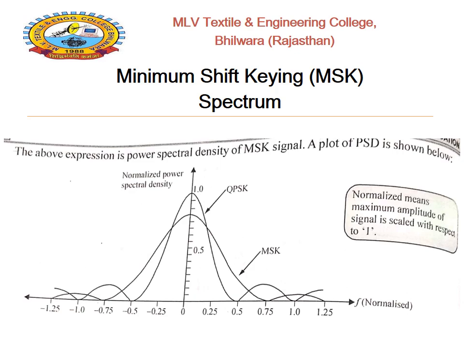The noticeable point is that in both cases, MSK and QPSK, the waveforms have a sinc formation. Sinc formation means that when f equals 0, it takes a non-zero value. That means at the center point it has the maximum amplitude and maximum power, which is also known as the main lobe, and the remaining are the side lobes.